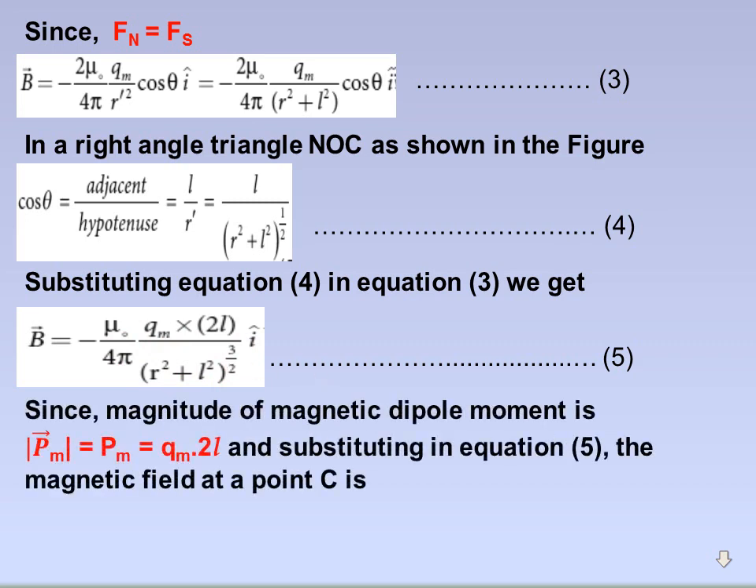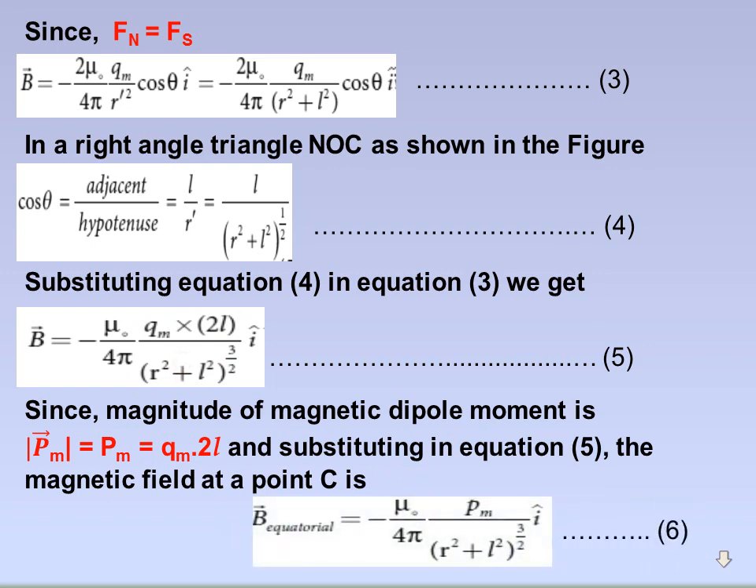Since the magnitude of a dipole moment, modulus of Pm vector, is equal to Pm, which is equal to Qm into 2L, and substituting this in equation number 5, the magnetic field at point C is B equatorial is equal to minus mu naught by 4 pi. Let us have this as equation 6, and we put Pm instead of this using this value, over (r square plus L square) the whole bracket 3 by 2.